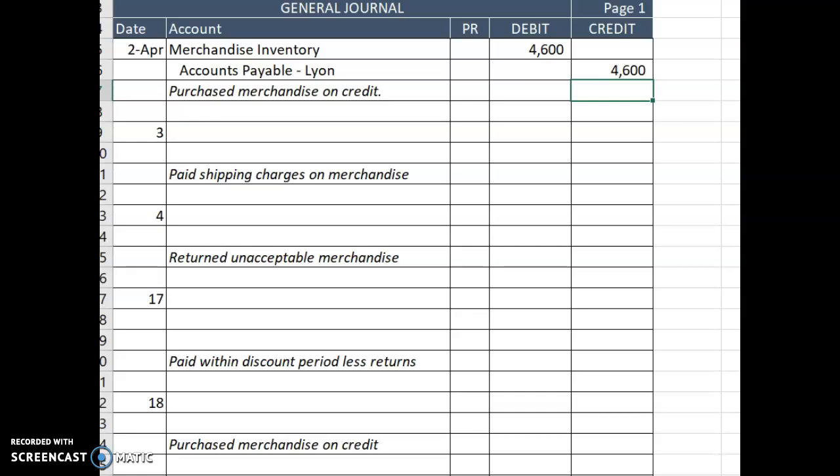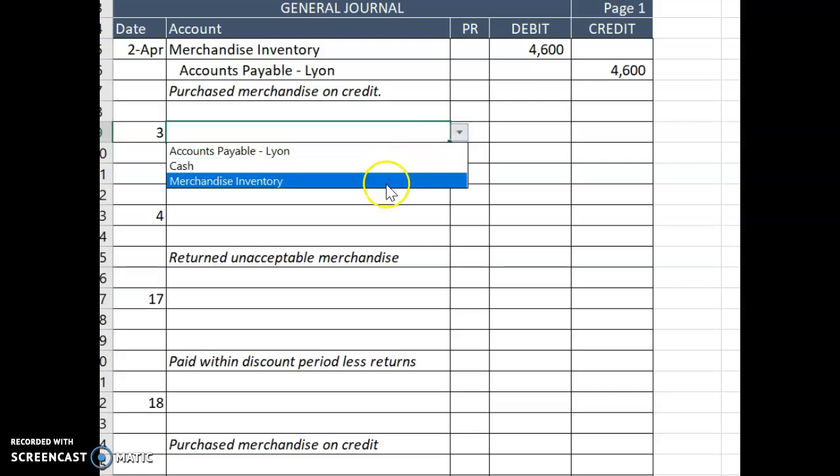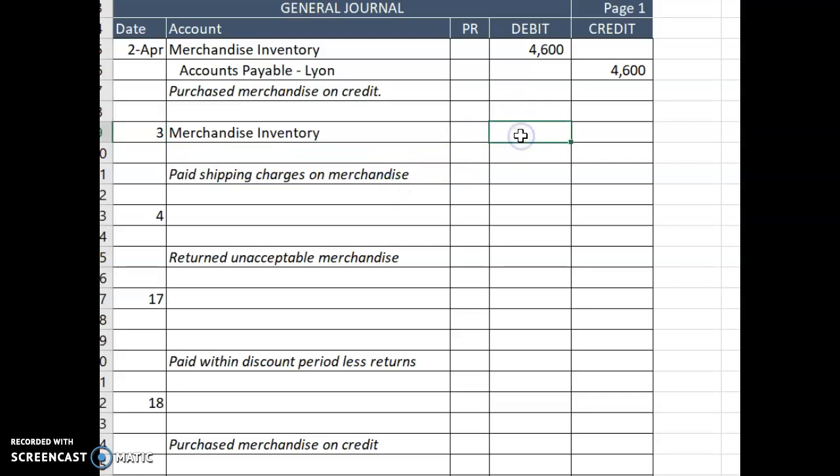On April 3rd, we paid $300 of shipping charges on that April 2nd purchase. So it was FOB shipping point. That means that the freight is our cost. We're going to add that to our merchandise inventory, $300. And I think it says we paid it in cash, right?